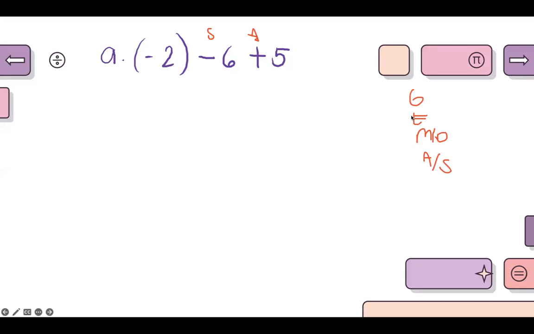So let's move on to multiply or divide, which we don't have in this equation. So next is addition or subtraction. In this problem, the equation started with subtraction. So you need to solve for subtraction first. Okay, negative 2 minus 6.